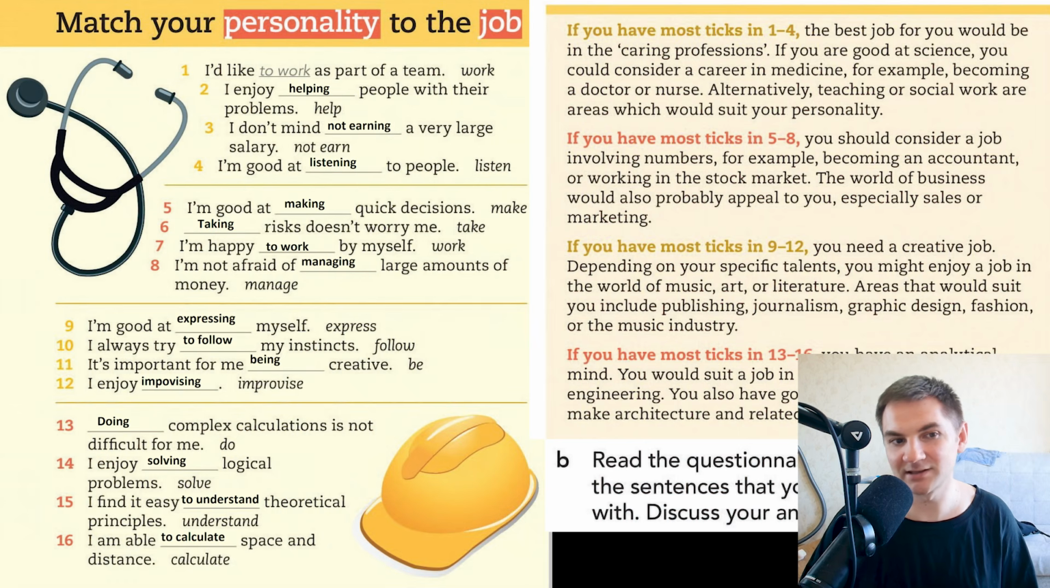Listen carefully. 5. I'm good at making quick decisions. I disagree, quick decisions can be hard for me. I prefer to take my time, but I'm actually learning how to decide more quickly. 6. Taking risks doesn't worry me. I disagree. I don't mind taking risks, but I can't say it doesn't worry me at all.